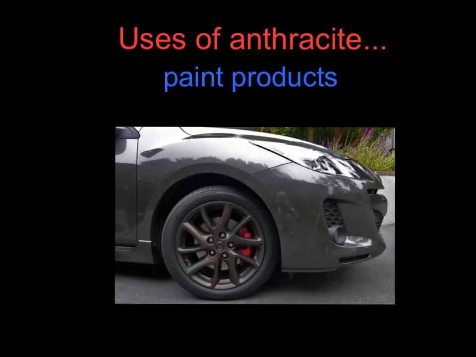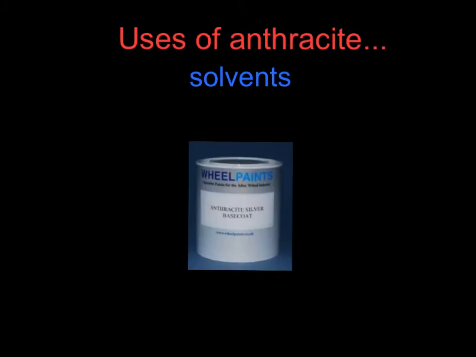Another use of anthracite is in paint products, and the reason there is a car right here in the picture is because this car was painted with anthracite paint, and as you can see again, it has that gray looking color to it. Yet another use of anthracite is in the making of solvents.